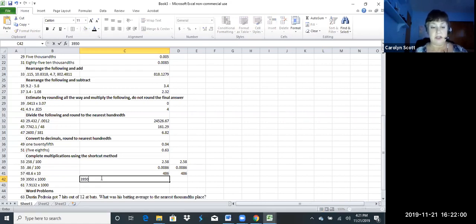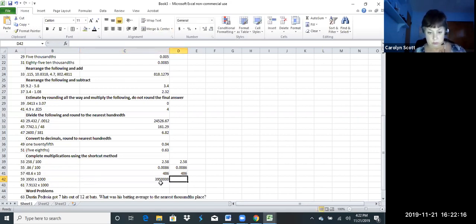So the imaginary decimal is right here. So we are going to put in 3 zeros. 1, 2, 3. Which brings us to 3,950,000. We want to test that. 3,950 times 1,000. And it's correct.